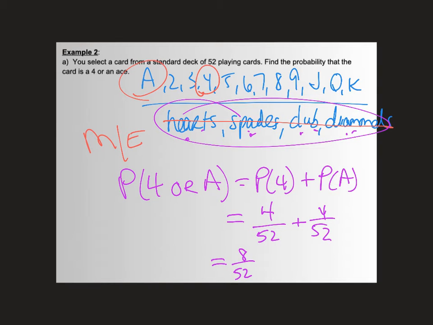Whoopsies, I don't know why I'm adding. That equals, there we go. When I reduce that fraction, it is 2 over 13. And then if I were to find the decimal of that, it would be 0.154.